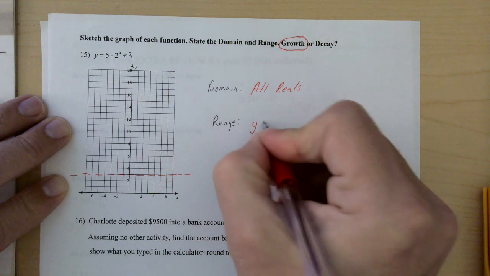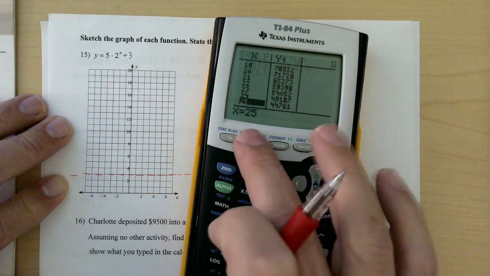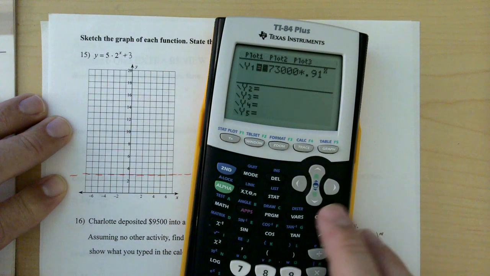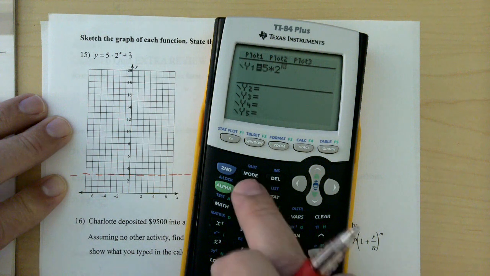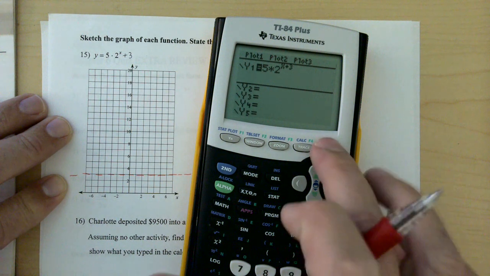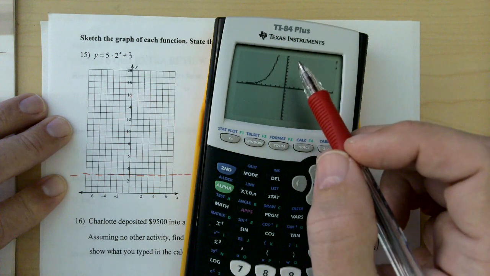I also know my range is going to be all y values greater than 3, and I'll confirm that on my calculator. So when I go back to the y equals screen, 5 times 2 raised to the x plus 3, I can see we're going to be up here.